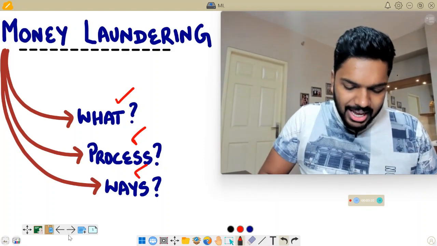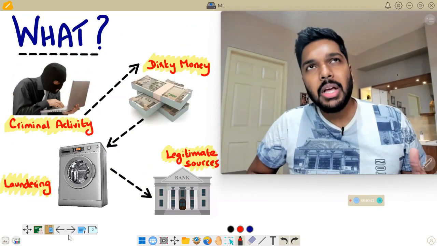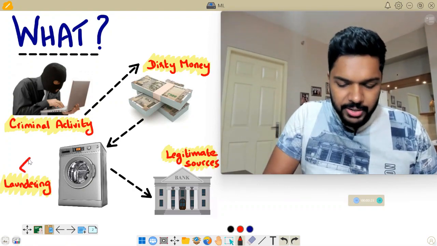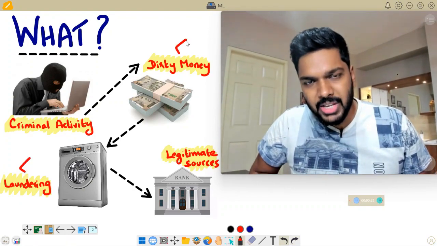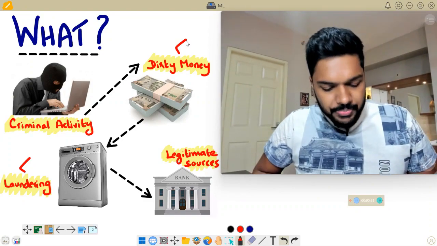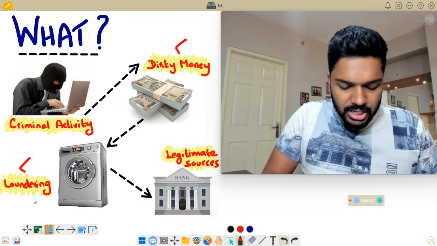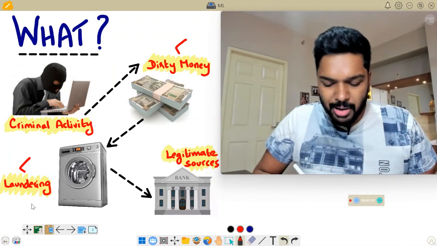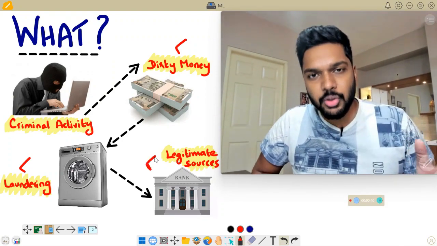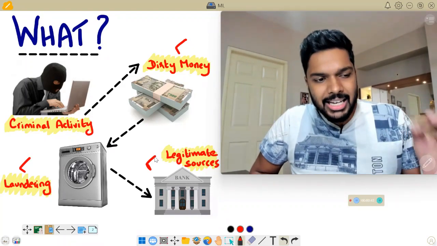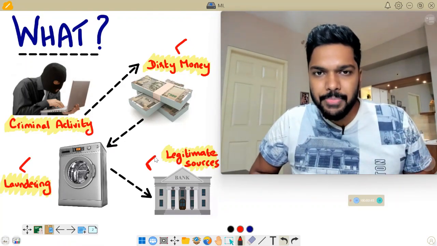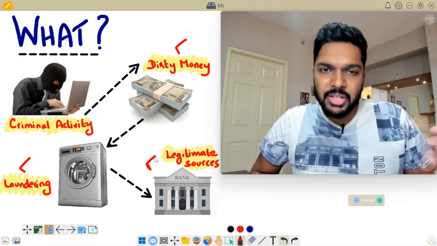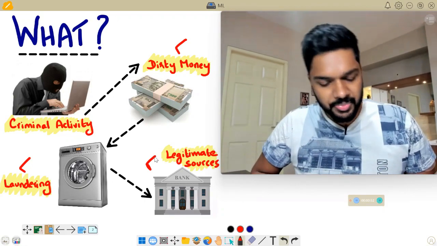So first things first, what is money laundering? Well, to put it in simple words, money laundering is the process of laundering dirty cash or dirty money obtained from a criminal activity, whereby it is laundered in such a way that it appears to have come from a legitimate source and is thereby deposited into banks and other financial institutions. In other words, the illegal process of making tons and tons of money, typically generated by criminal activities but appearing to have come from a legitimate source, is called money laundering.